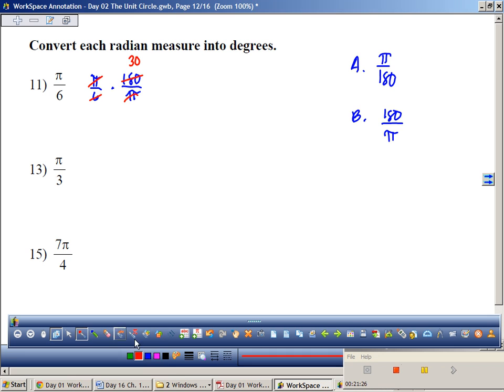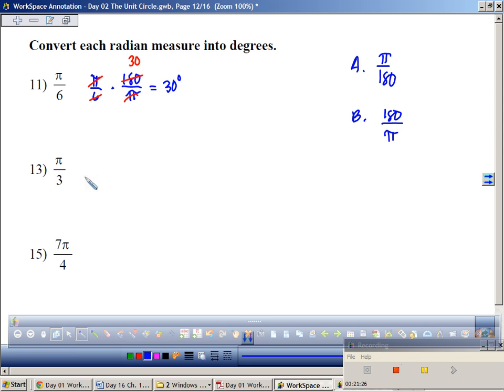This is easy. I'm glad you say that. So this is 30 degrees. What's pi over 3? 60 degrees, right? But let's just write it out. Pi over 3 times 180 over pi equals 60 degrees. What about 7 pi over 4? Didn't we just do that? 315. Good. Yeah, this is all you have to write out.